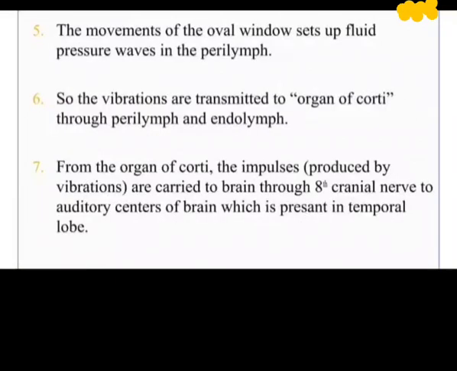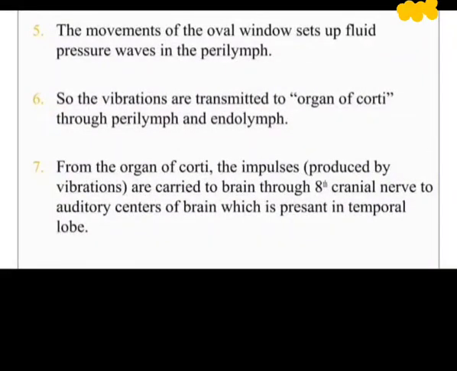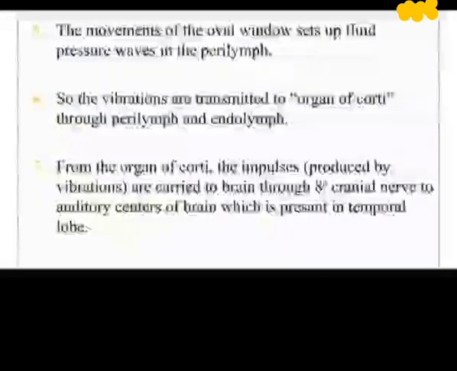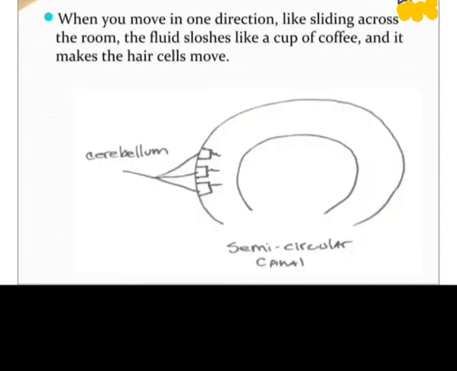As the stapes moves back, the movement of the oval window starts fluid pressure waves in the perilymph. The vibration is transmitted to the organ of Corti through the perilymph and endolymph, and from the organ of Corti the impulses are carried to the brain through the 8th cranial nerve to the auditory centers of the brain, which is present in the temporal lobe.